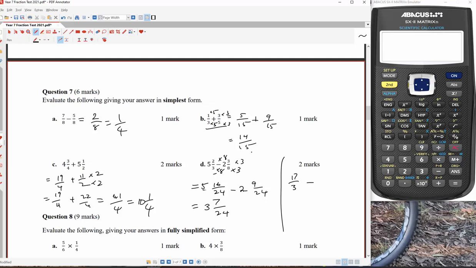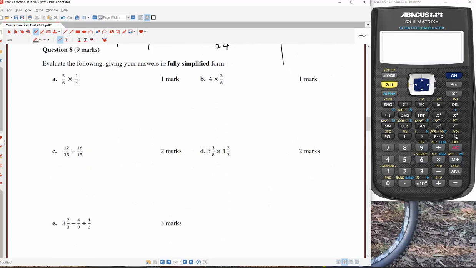Now you could very well have converted that to impropers, which is 17 on 3, take away 19 on 8. Now the only problem is 3 times 8, 8 times 3, the numbers are just getting rather unruly. So this one here is better if you leave this one as a mixed fraction. The only time I do this conversion to an improper is usually when I know that this fraction here is more than this fraction here.